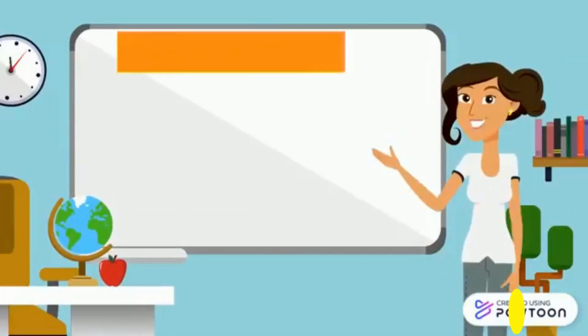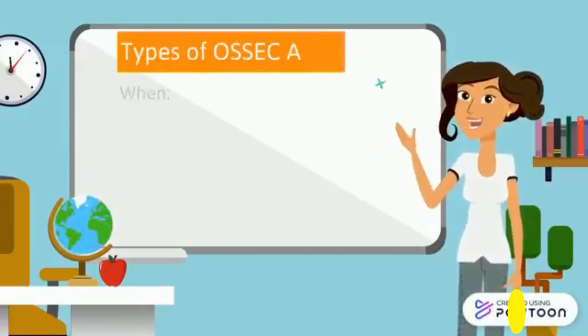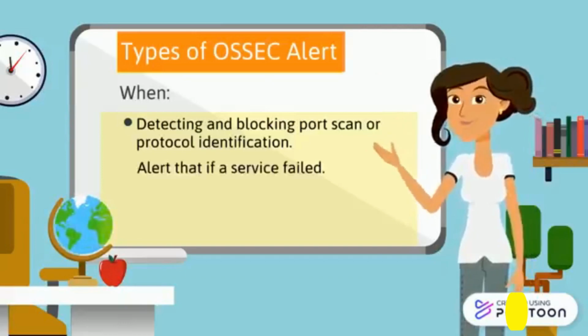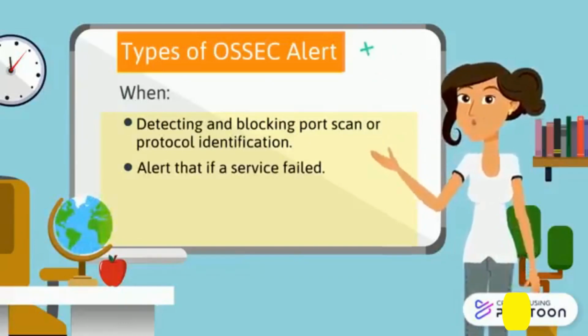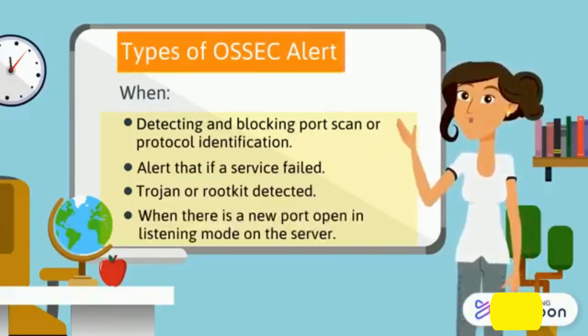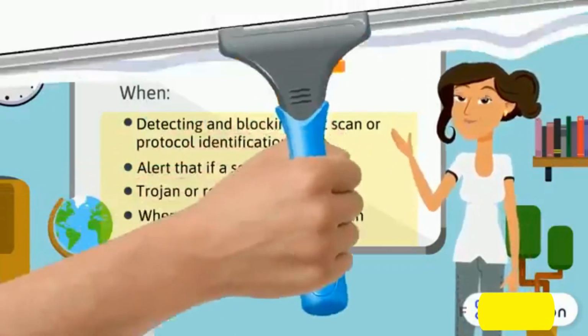Let's look into types of Ossec alerts. Detecting and blocking port scan or protocol identification. Also alert if a service failed, or a Trojan or rootkit is detected. Alert when there is a new port open, in listening mode on the server.